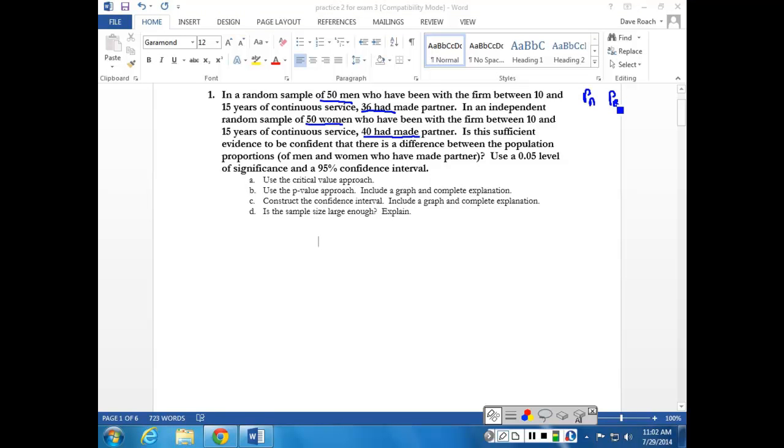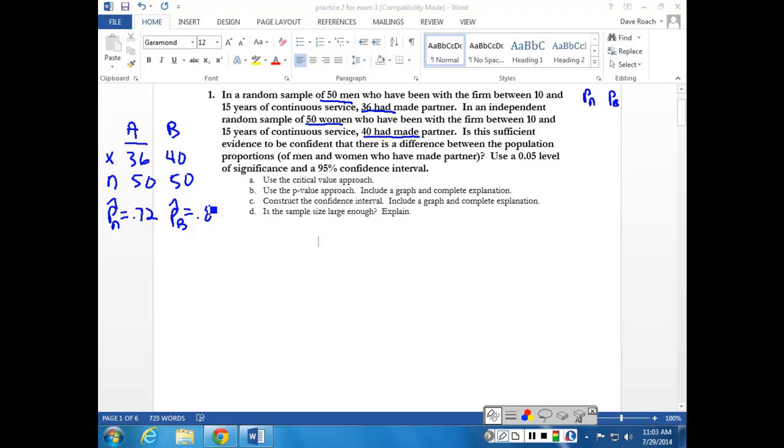So I said in the first group, which I'll call group A, we have X is 36 and N is 50. Out of 50, 36 had made partner. And in group B, 40 out of 50. So we can get the sample proportions. 36 out of 50 is 0.72. And 40 out of 50 for P hat B is going to be 0.8.